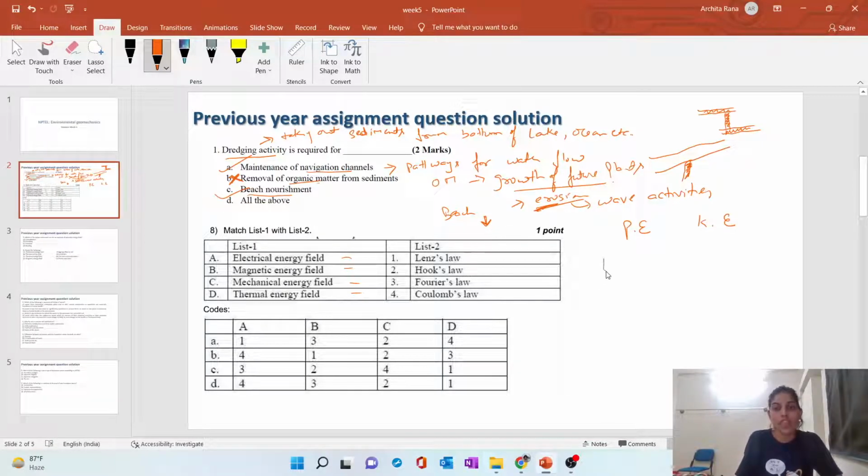So first is Lenz's law, right? What Lenz's law says is that if we have a circuit, and a current is passing through it.